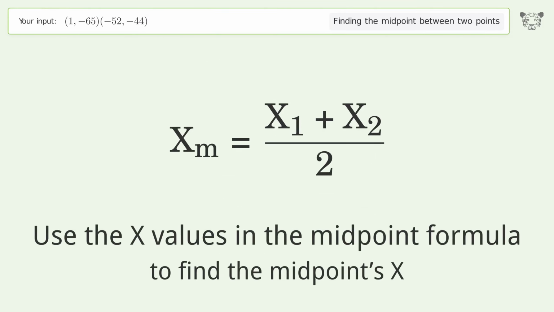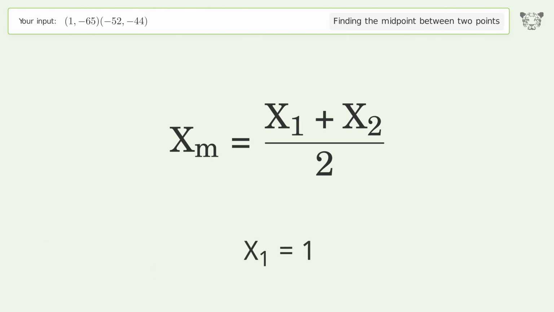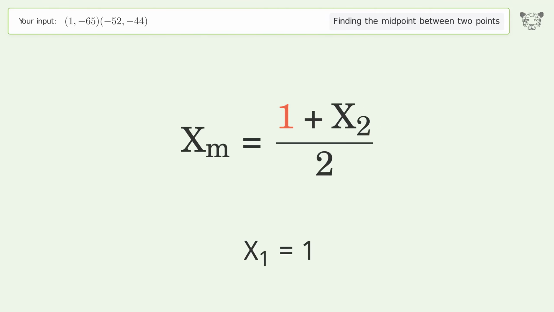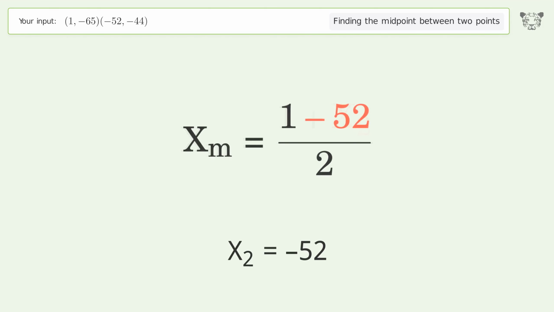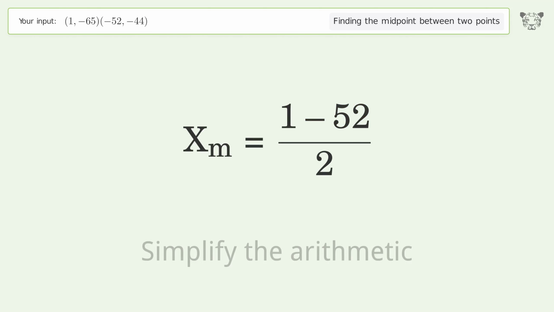Use the x values in the midpoint formula to find the midpoint's x. x1 equals 1. x2 equals -52. Simplify the arithmetic.